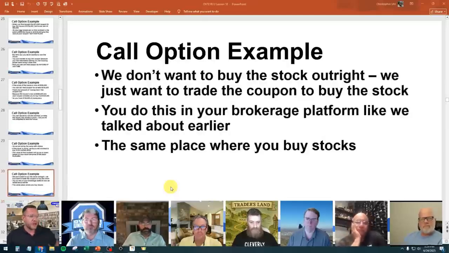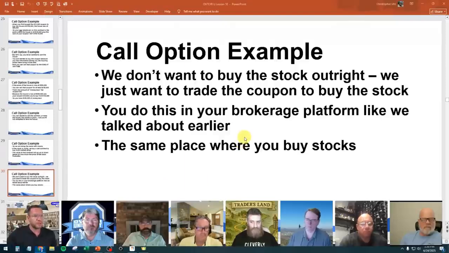Now, we don't want to buy the stock outright in this call example here. We just want to trade the coupon on the stock because it's significantly less, right? Going back to the house example, if I could buy the house for 100,000, or if I could buy the coupon for 10,000, I would much rather buy the coupon. And then if I decide to take the house, I would have to pay the rest of the 100,000. But if I don't, and I decide to sell it to Paul, then all I had to pay was the price of that coupon. And you do this in your brokerage platform, just like we talked about earlier. It's the same place where you buy stocks. There's usually a button to switch between stock or option, and that's what you need to do.